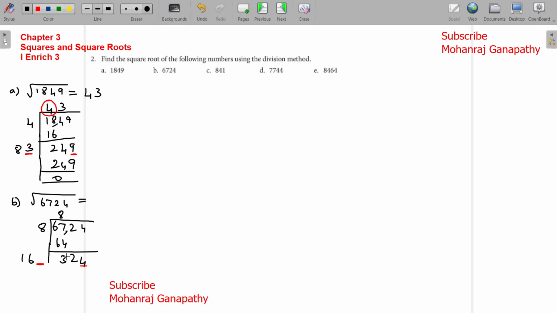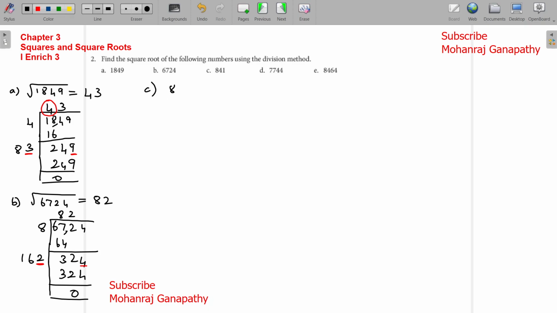But 8 6s are 48, the second digit exceeds. So we can try with 2 alone. 2 2s are 4. 2 6s are 12. 2 into 1 is 2. 2 plus 1, 3. So remainder is 0. Square root of 6724 is 82.